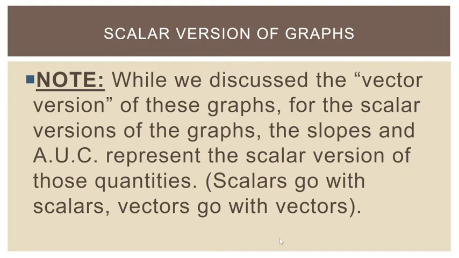If we're talking about a velocity versus time graph, which is a vector, the slope represents the acceleration and the area under the curve represents the displacement. So if we have a graph of speed versus time, because speed is a scalar, the slope represents the magnitude of acceleration, whereas the area under the curve represents the distance, because speed is a scalar.